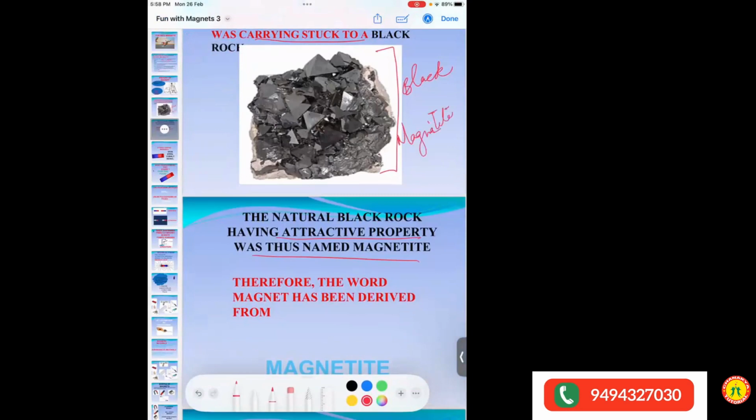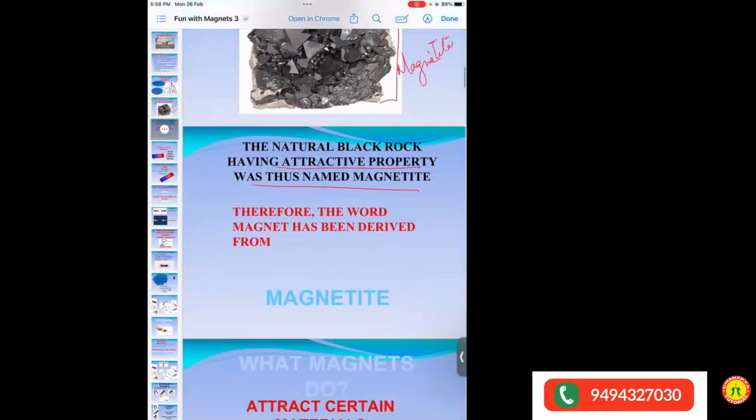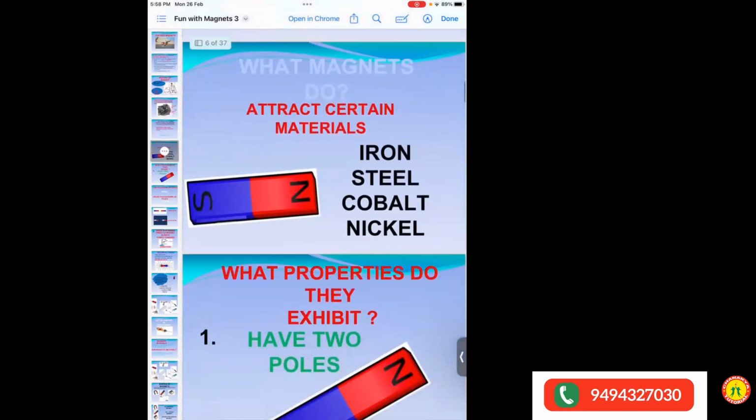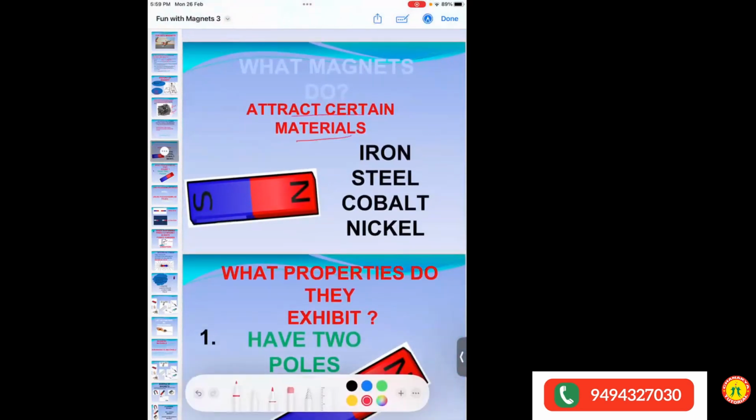Magnetite. Therefore, the word magnet has been derived from magnetite, since it has a kind of attracting property. Now, what do magnets do? They attract certain materials like iron, steel, cobalt, and nickel.